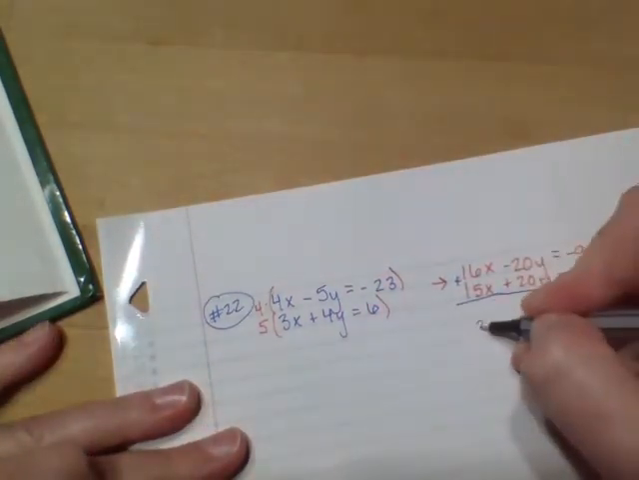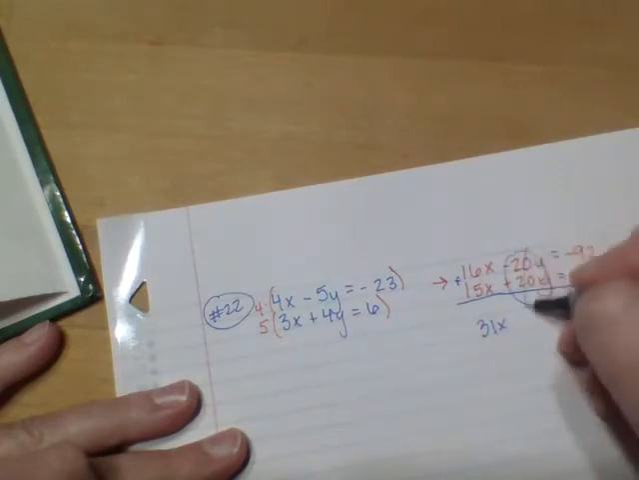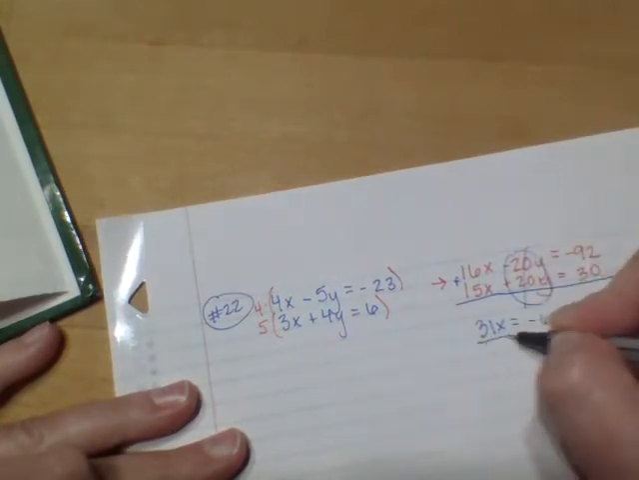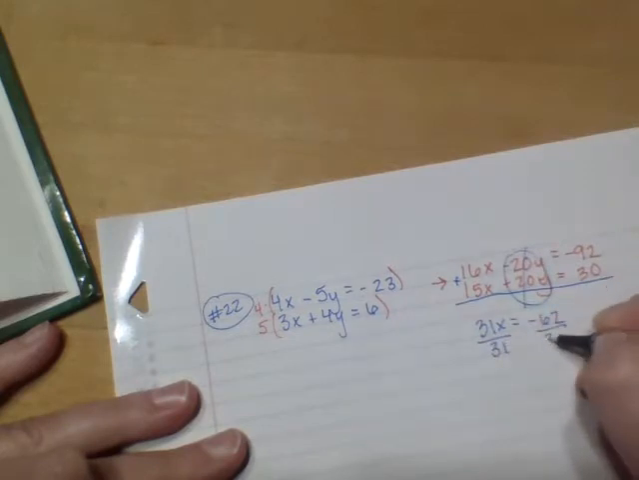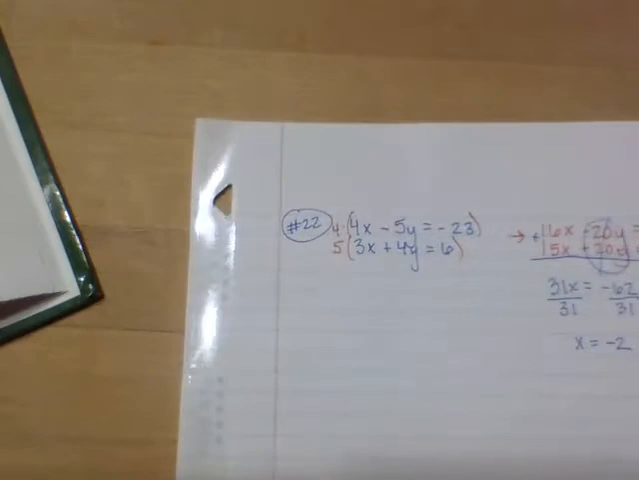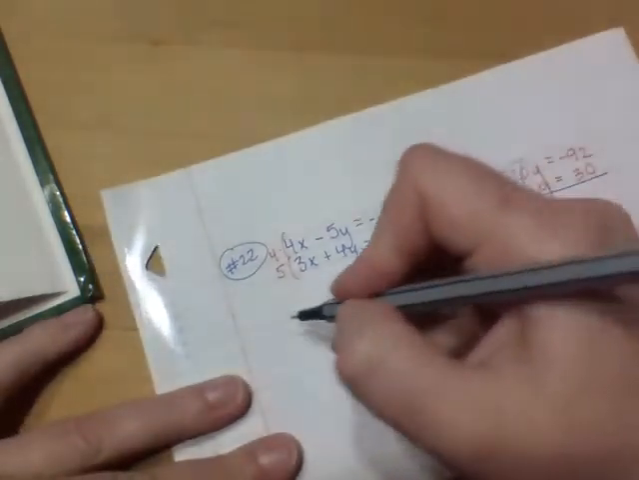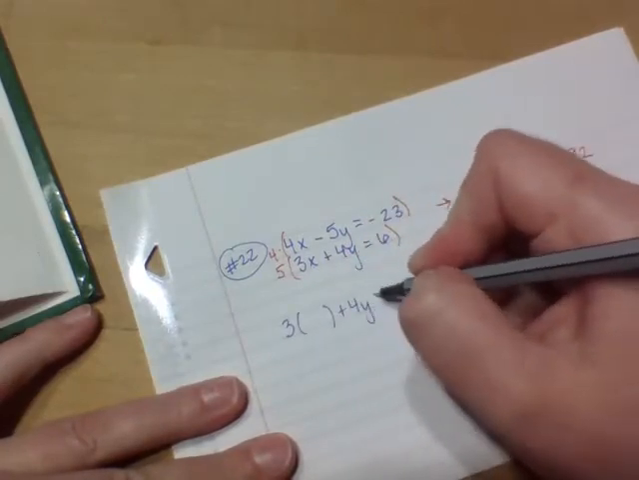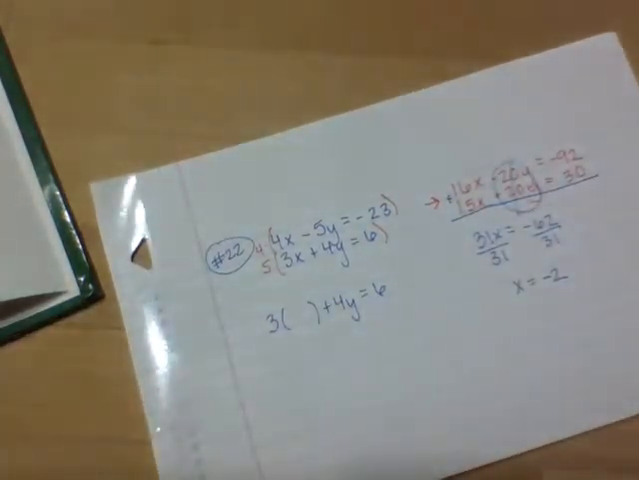So we're going to get 31 x's, no y's, and that's going to equal negative 62, which is easily divisible by 31, and so x is negative 2. And now we need to plug the negative 2 back into one of the original equations. So plug it back into the second one because it's got less high numbers.